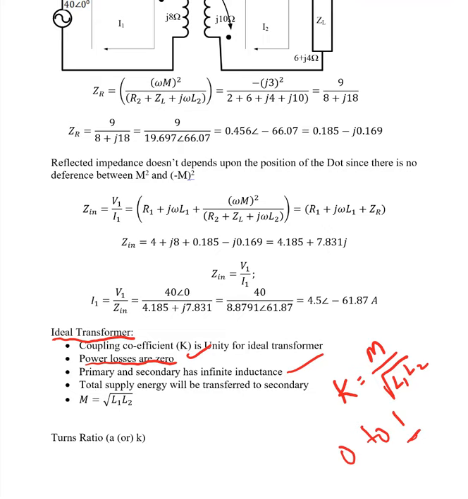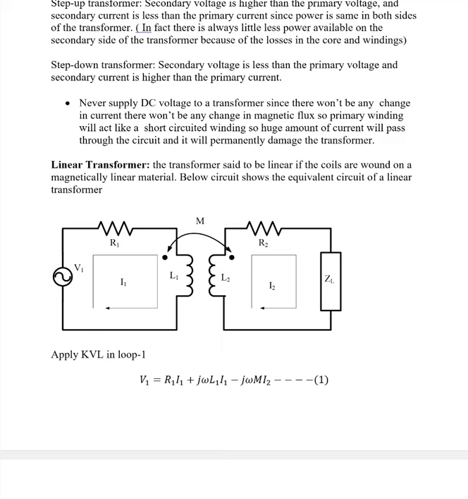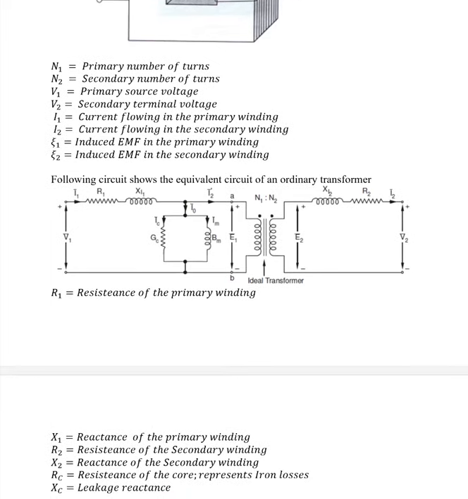Now I also wanted to talk about the linear transformer. A transformer is said to be linear if the coils are wound on a magnetically linear material. The circuit below shows the equivalent circuit of a linear transformer. A linear transformer is basically one where, if I increase I1, I2 is going to change in the same ratio, linearly. That's called a linear transformer. When it comes to the practical transformer, here is the equivalent circuit of a practical transformer.